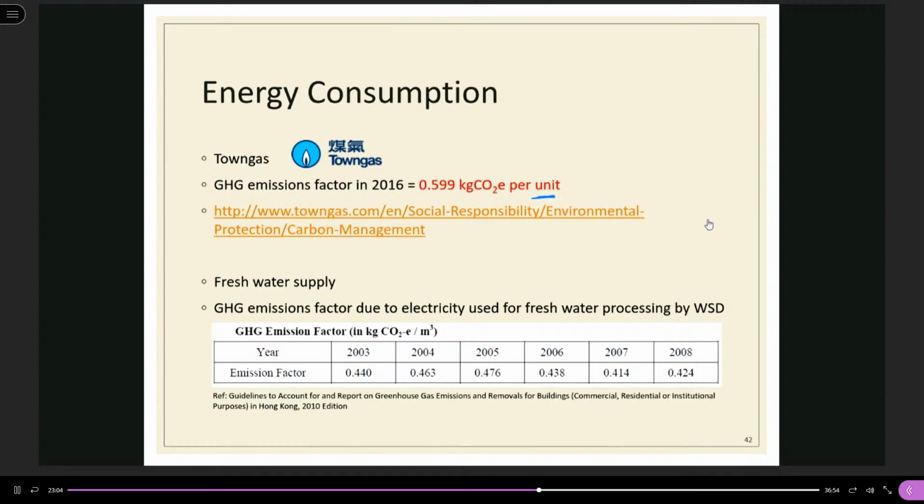So according to your own utility bill, you can calculate the amount of carbon footprint and also the fresh water supply. From the WSD, the Water Services Department, you can find these values. In the year 2008, the emission factor is this.